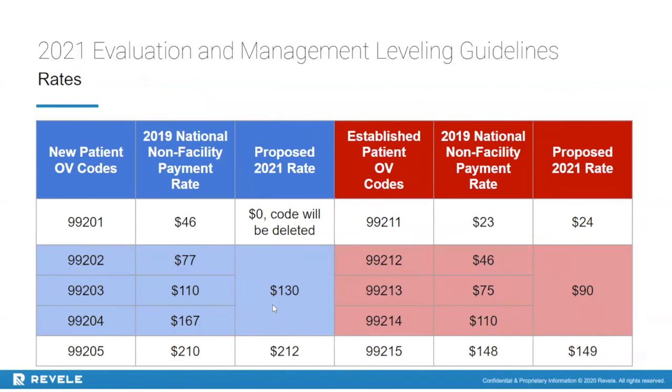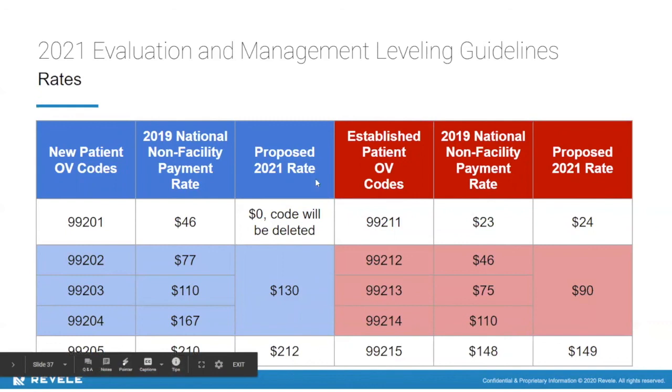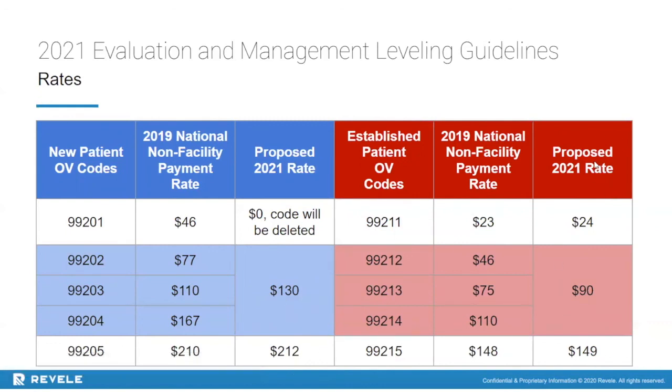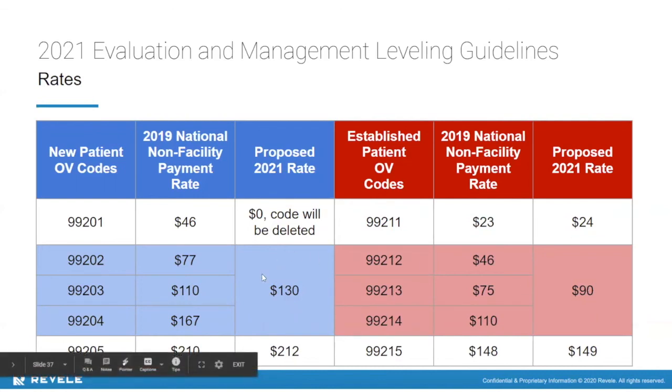In this chart, we can see the proposed 2021 fee schedule rate for new patient and established patient. With the work of the COVID, CMS is delaying the final rule. It may be released as late as December 1st of 2020. Levels 2 through 4 will be the same fee for both new and established.